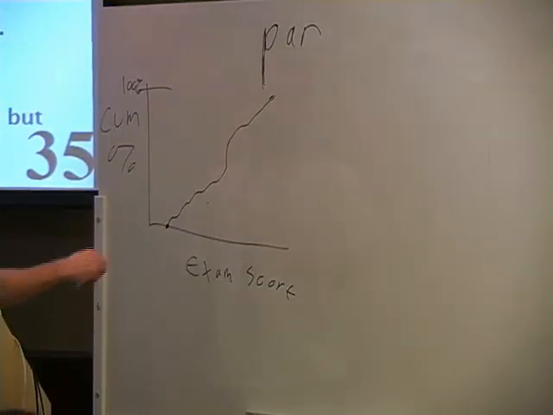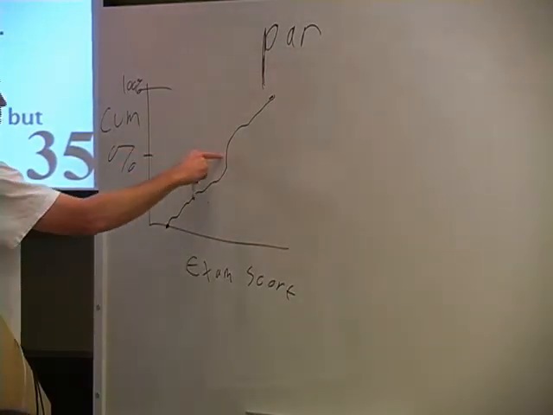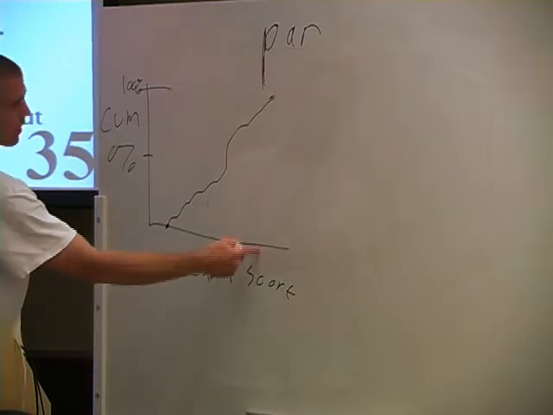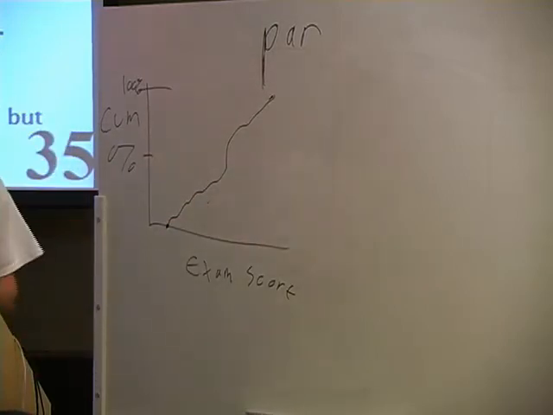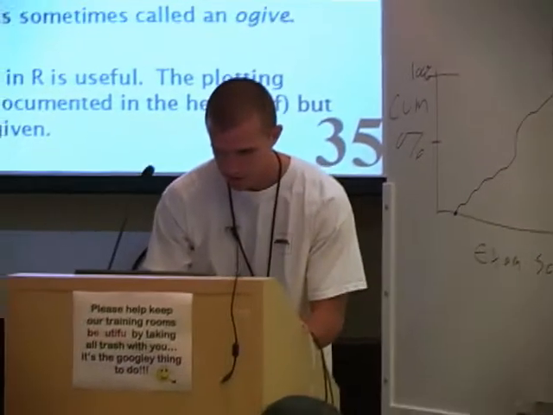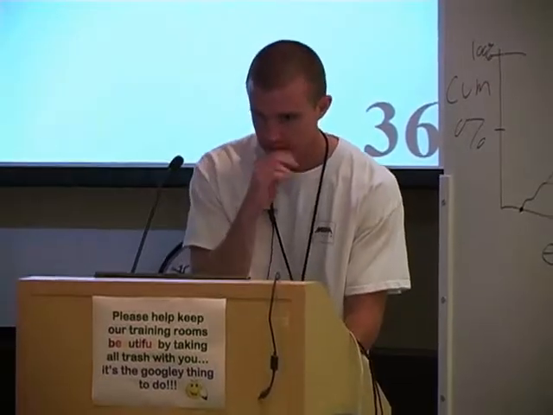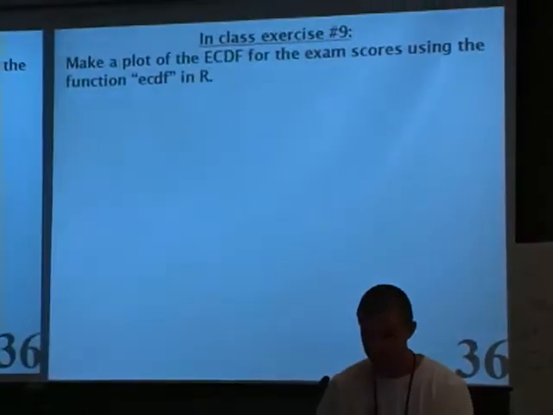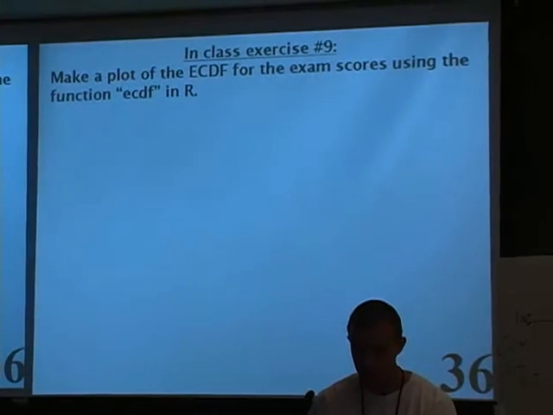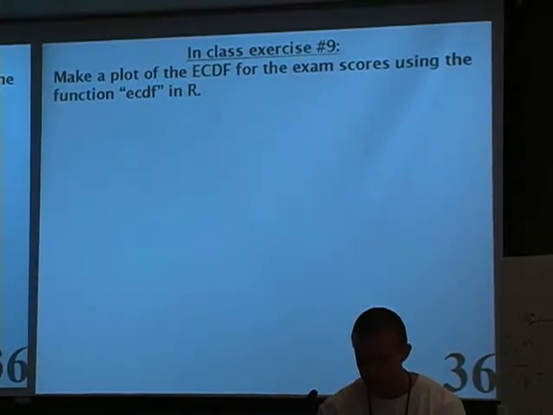Well, I'll show you. You can say, okay, here's 50%, so what's the median? Right there. Okay, what percent got less than this value? Well, that percent did. And so that's sort of how this thing works. This thing says, make a plot of the empirical cumulative distribution function for the exam scores using the engEDU function in R. So how do you do that?